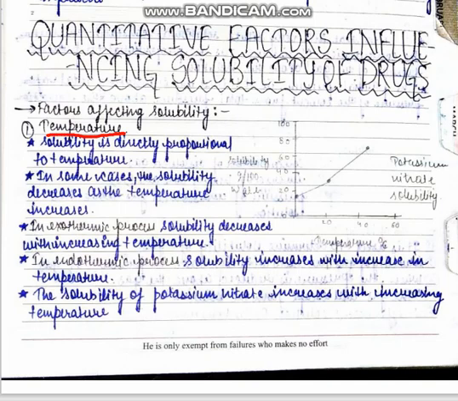So here the relation between solubility and temperature is inversely proportional. In an exothermic process, where energy is going out from the system, the solubility decreases with the increase in temperature. But in an endothermic process, where energy remains within the system, if we increase the temperature then solubility increases.